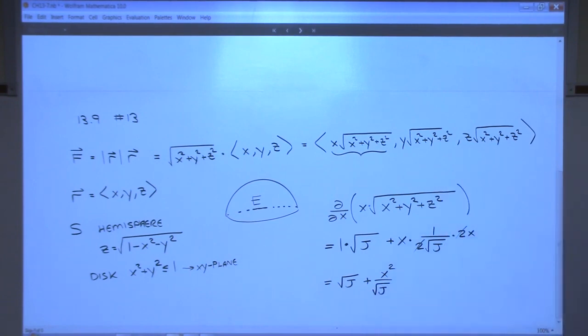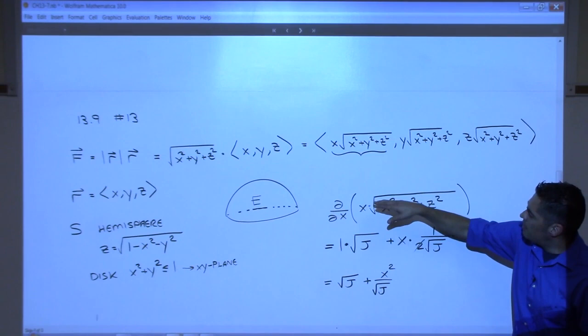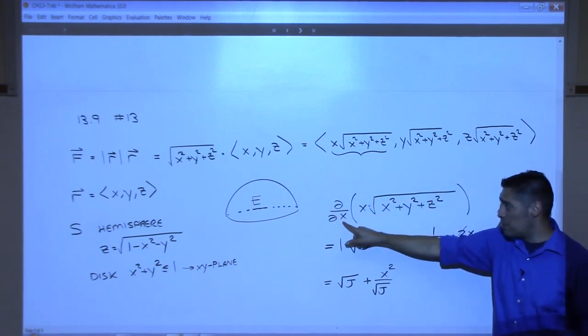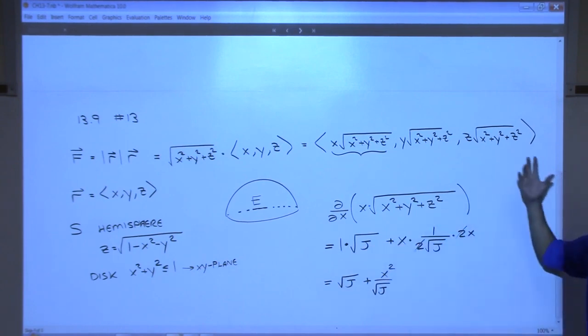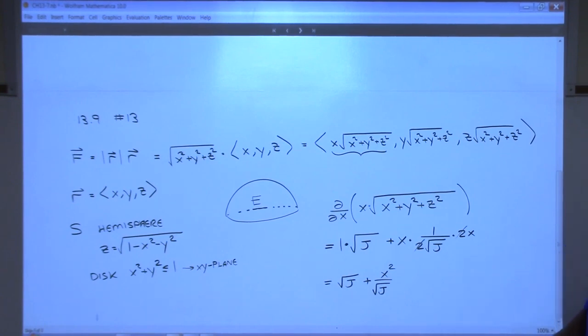Is that all right with you? I'm just going to leave it like that. I could get a common denominator and all that, but is it all right if I leave it like that? Okay, now this is the partial with respect to x. The only difference between this and this is there's a y here, but I'm differentiating with respect to y, so everything should be exactly the same except y squared, and the last one should be everything the same except z squared, right? That'll be nice.